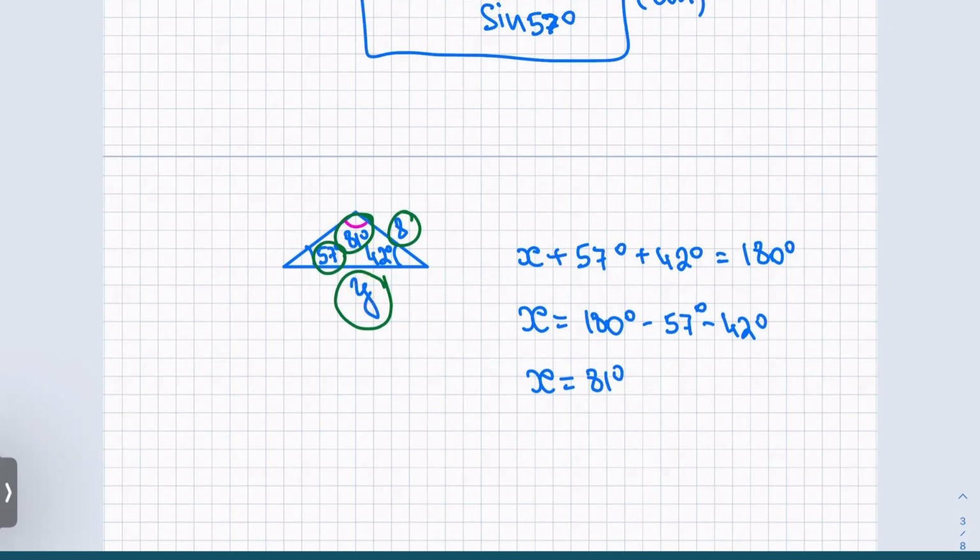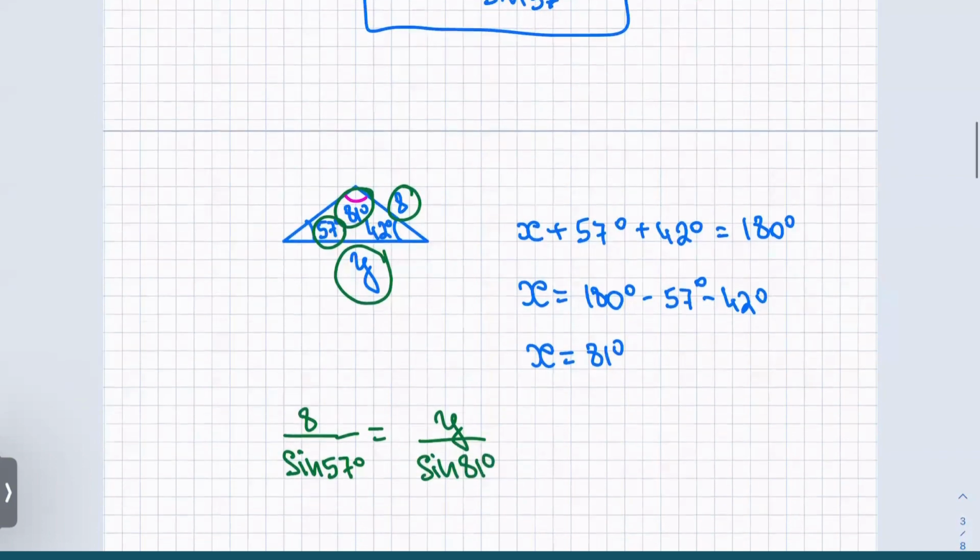So let's do that. So we have that the side over the sine of its opposite angle, which is here 57 degrees, is equal to this side, this is y side, over the sine of its opposite angle, which is 81 degrees. So here we got the equation, dear students, which has one unknown, y. So we want to solve for it.